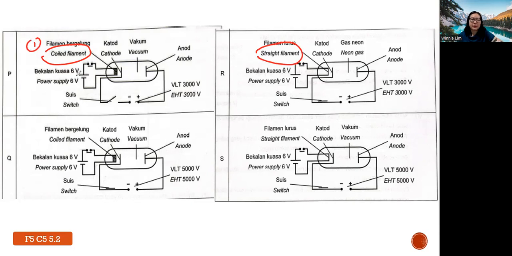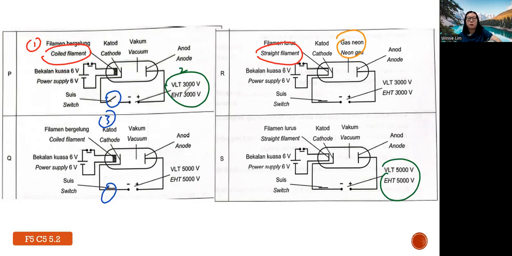Then the next criterion is what? On this EHT, this one. Second criterion, should it be high or low? Then the third criterion, you see, is whether the switch is open or closed. So this is the third criterion. And lastly, the fourth one, you see, has gas and vacuum. So this is the fourth criterion.